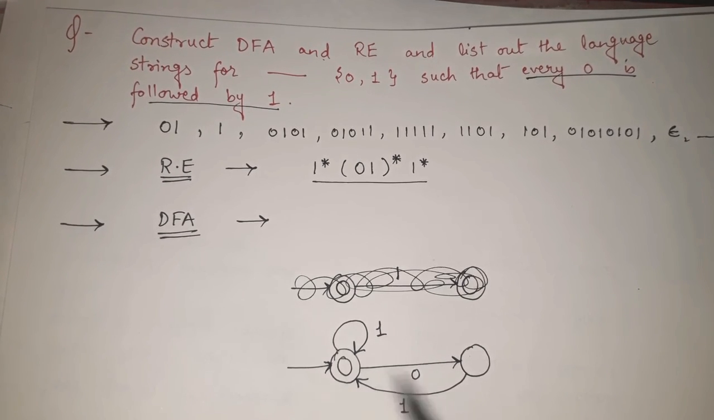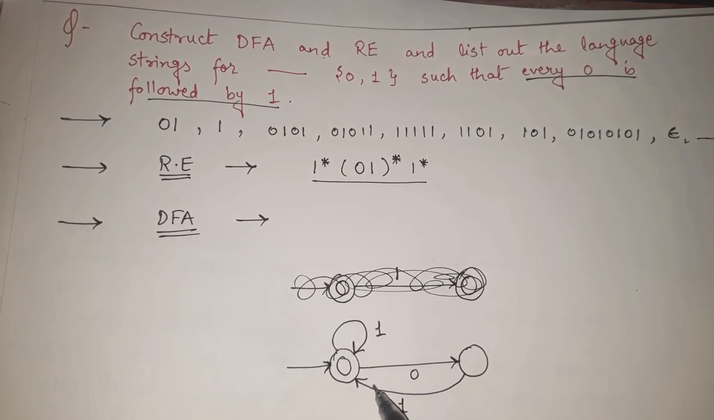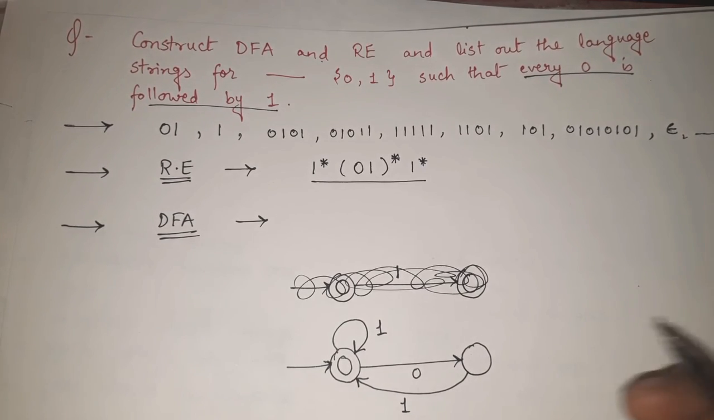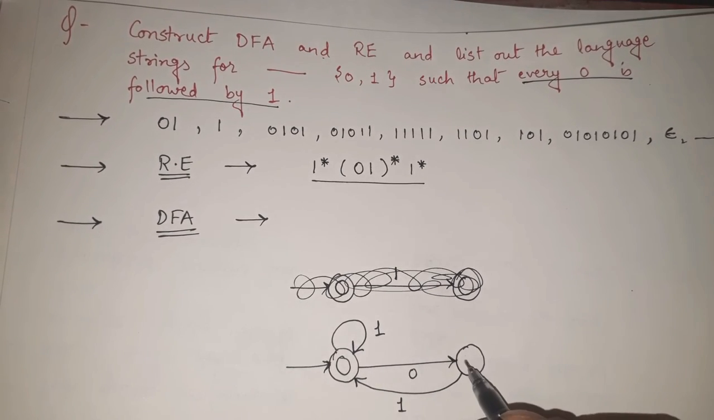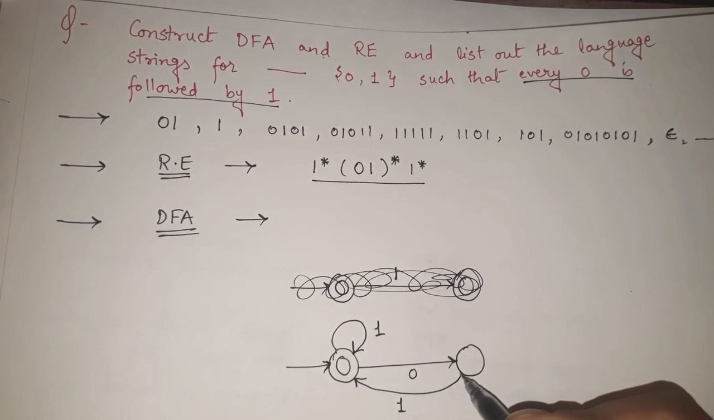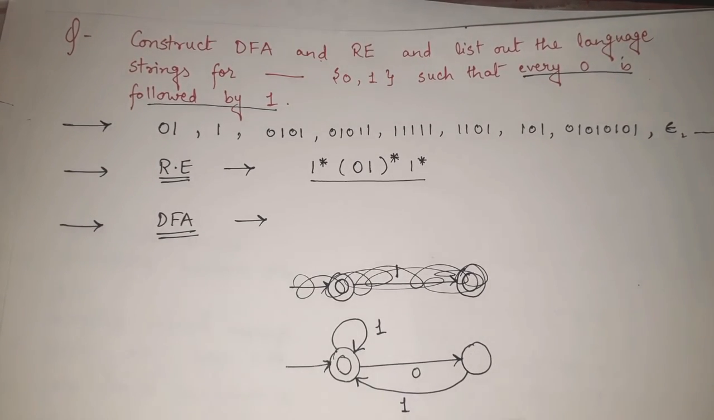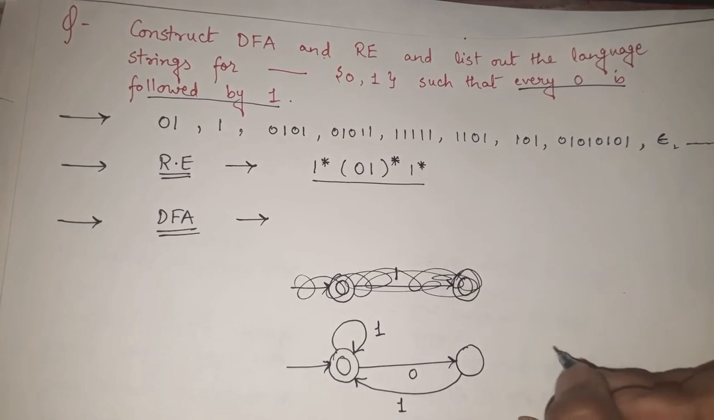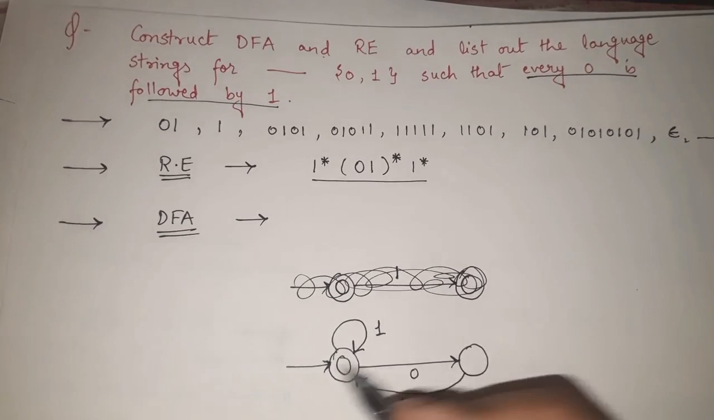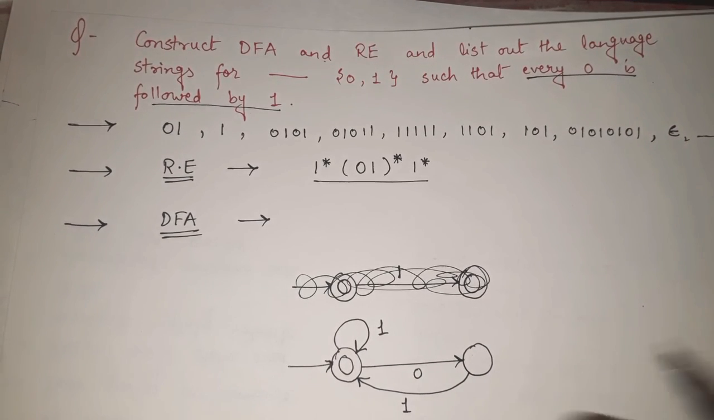We have drawn the transitions for 0 and 1 from this state, and from this state we have drawn the transition for 1, but no transition for 0, because after 0 we cannot have any other 0. After 0 we should have 1; we compulsorily should have 1. So this is the DFA that I have. Either you can remove the 0 transition or you can send 0 to a dead state. That is your choice. But this, in short, is the DFA, the necessary states and the transitions.